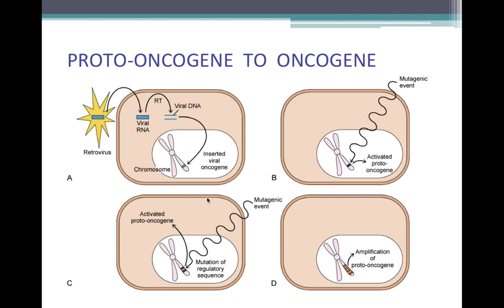Now, what this is showing are just some different examples of how proto-oncogenes can be turned into oncogenes. For one, sometimes a virus can actually cause cells to become cancerous. Otherwise, exposure to radiation or chemicals can cause cells to become cancerous. Or maybe damage to DNA that causes amplification of a proto-oncogene, and therefore it becomes an oncogene by being overexpressed.